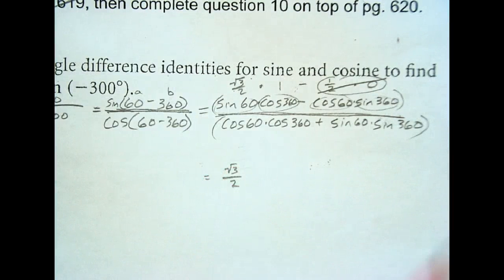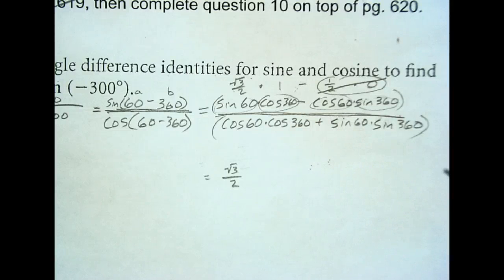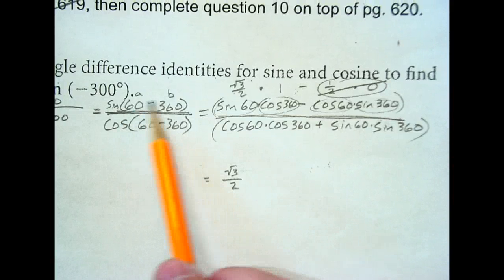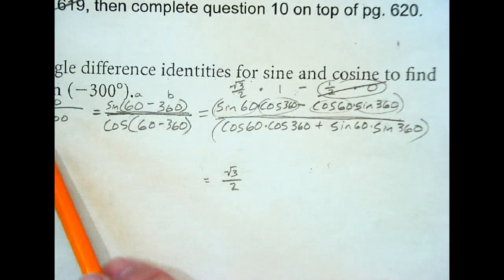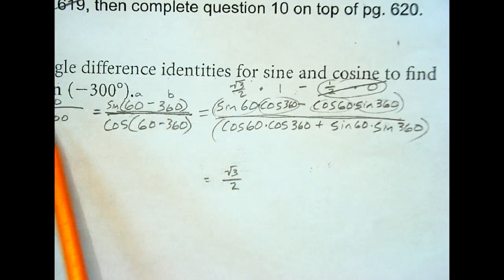Wait, yes? Cosine 360 is 1. Oh, why are we doing 360? We use the angle difference here. 60 minus 360 is negative 300. Oh, so you add whatever you were gonna subtract it from to make it. I just came up with two angles that I knew values for that would make negative 300. Yeah, I know negative 300 is already special, but we're using the identities to verify that.